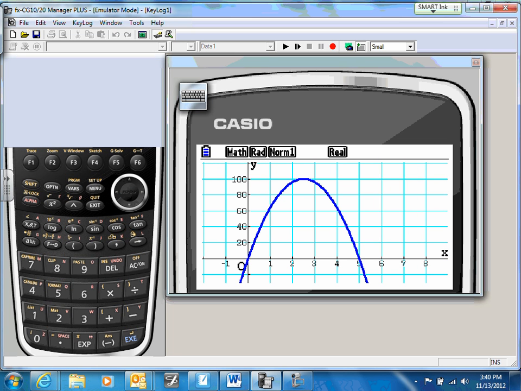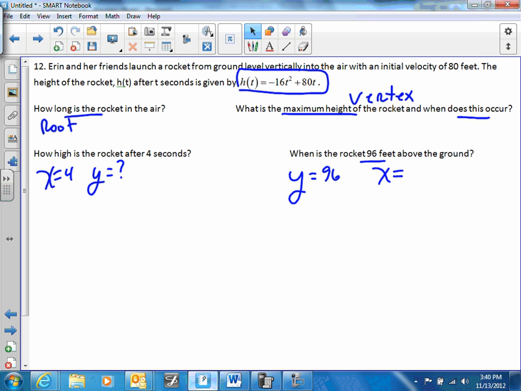Now, remember, the things we're trying to find is how long is the rocket in the air. So when I go to GSolve, I find my roots. Well, this one is where it's at 0. The height is 0. But if I arrow over, it's in the air 5 seconds, so a total of 5 seconds. So when I go over here, the answer is 5 seconds.